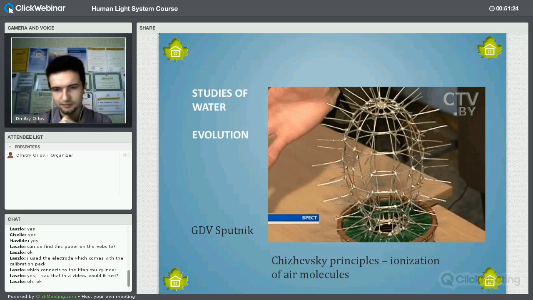Maybe you've heard about Krzyzewski and about light ions in the air that are very, very important for human beings when we're breathing the air. That's why many people are using air ionizers in their homes and offices. Have you heard about these things?